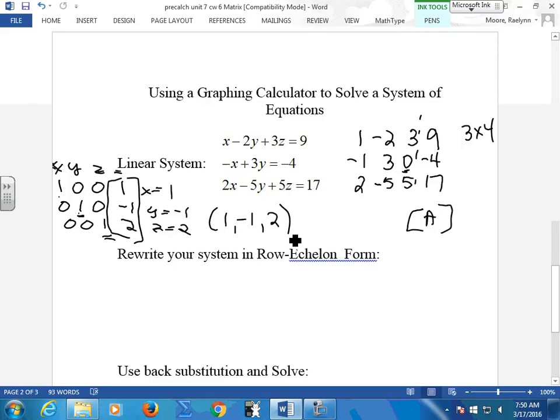X, Y, Z. You know how we hook them together? Your answers, we did them when we were doing the problems. This whole column right there is your set of answers. But they have to be in the same order. They have to be in the right order.